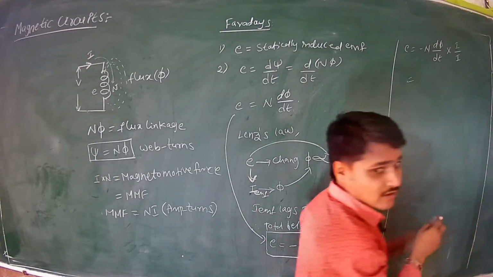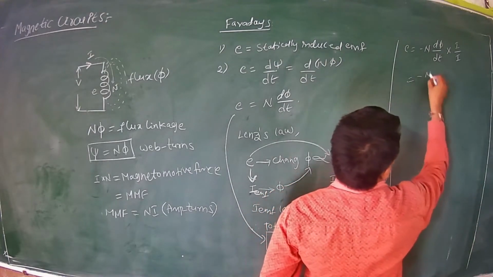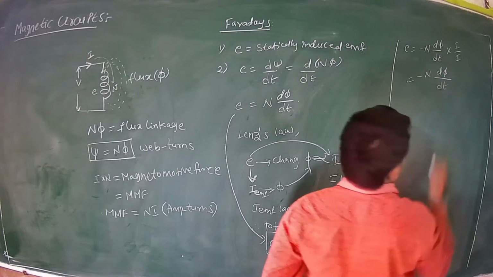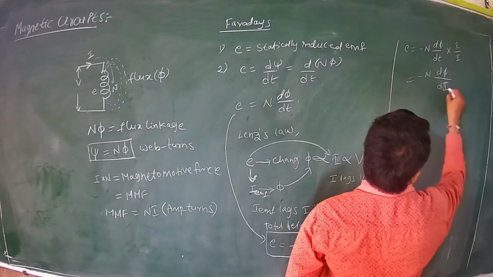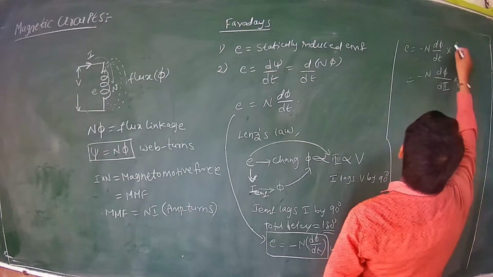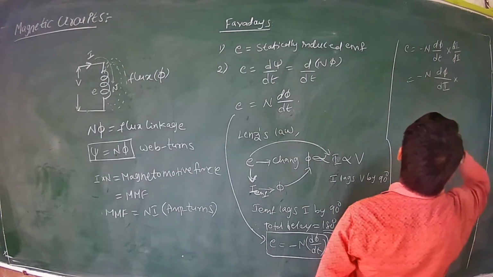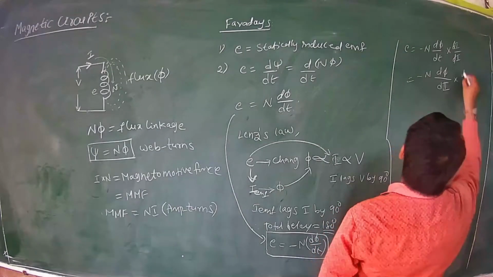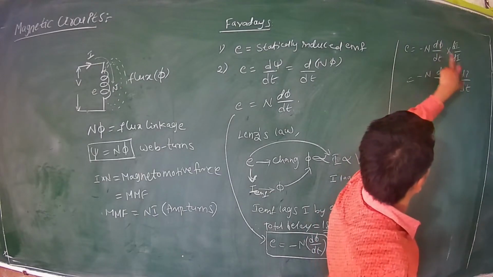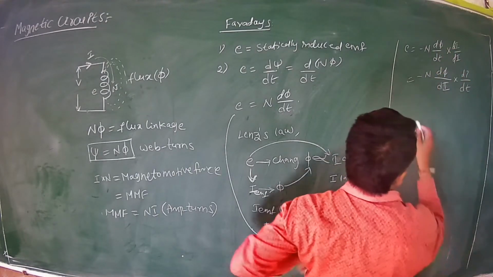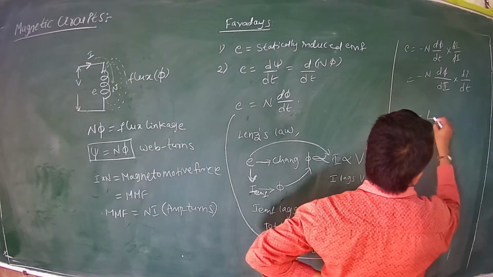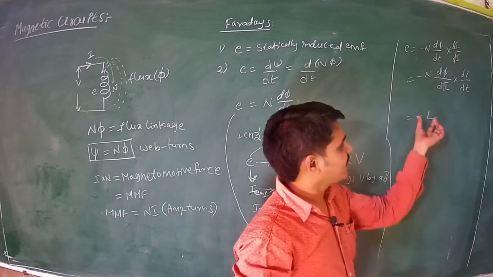So how can I write this? Minus N into d phi by di, into di by dt. So d phi by dt equals d phi by di and di by dt. Where this N into d phi by di is nothing but the term called self inductance.